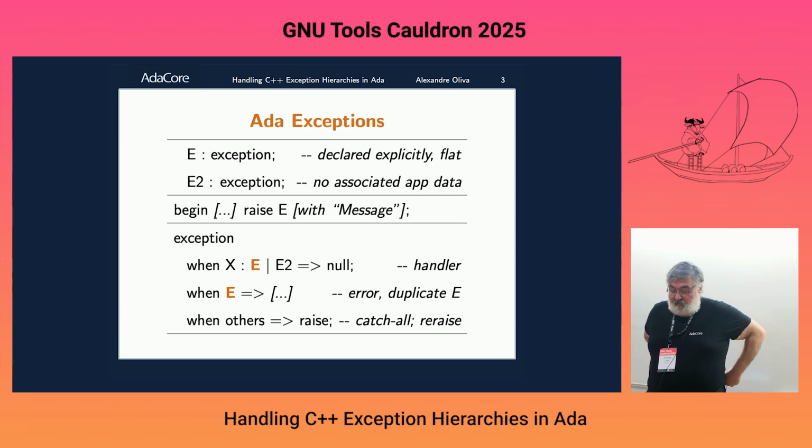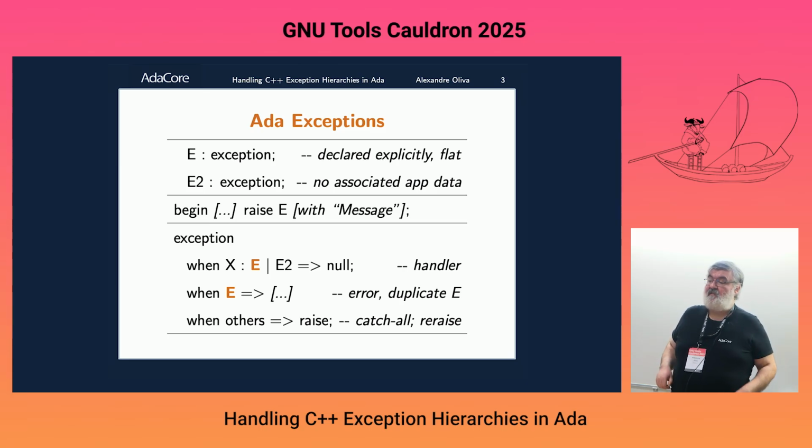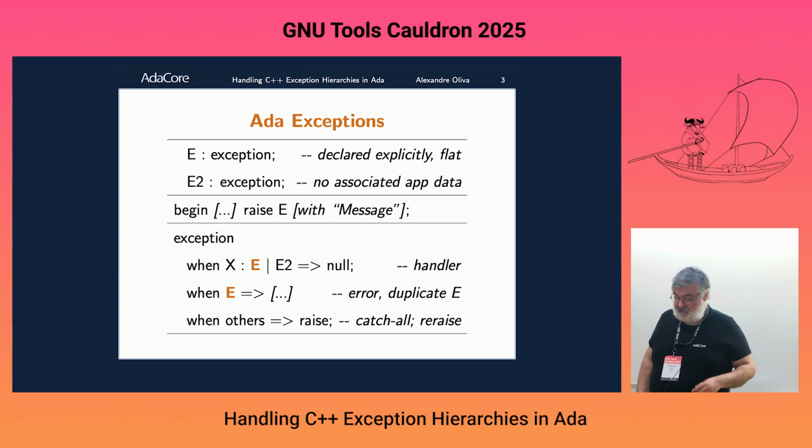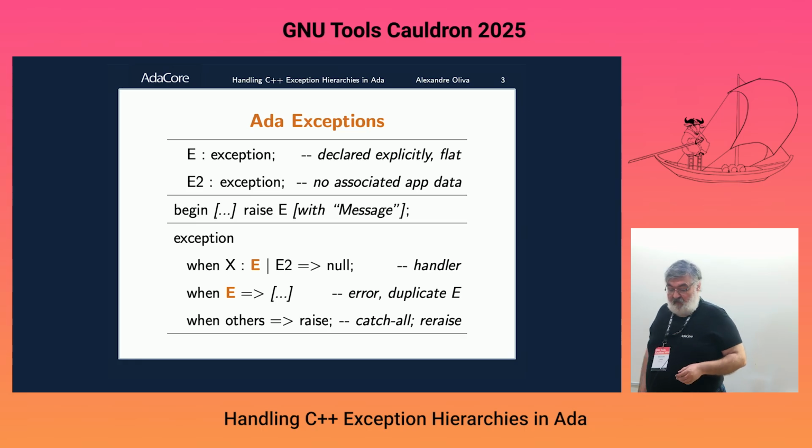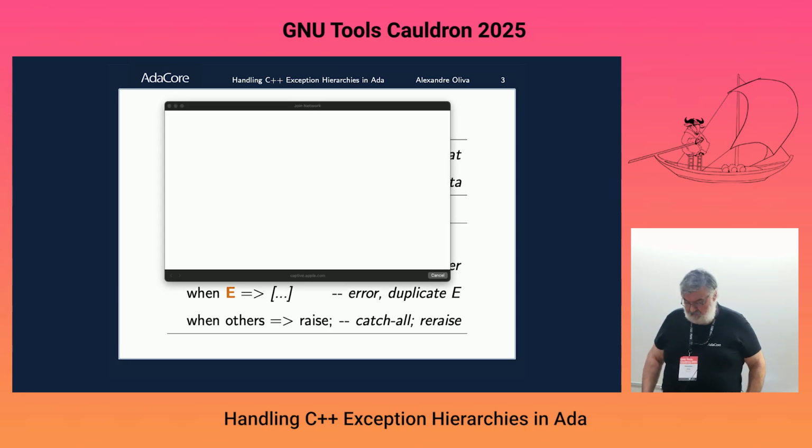Exceptions in Ada have to be declared explicitly, and they form a flat namespace, so there's no hierarchy there. And Ada exceptions don't have associated application data. You can only raise an exception with a string, and that's pretty much all you get. Handlers can handle multiple exception types, or names in Ada speak. You can name the exception occurrence. That's X in the slides here.